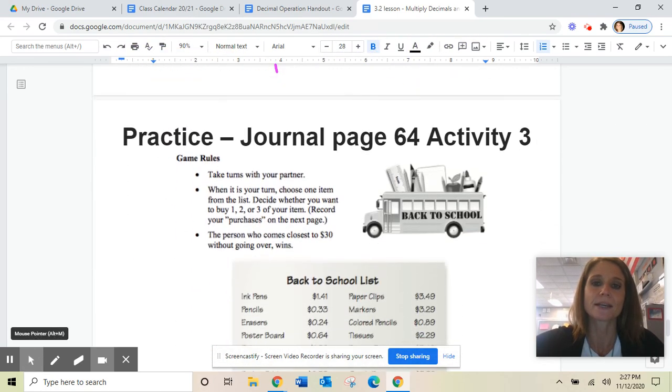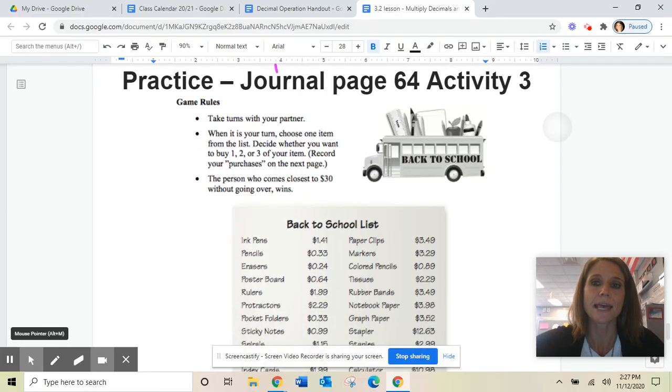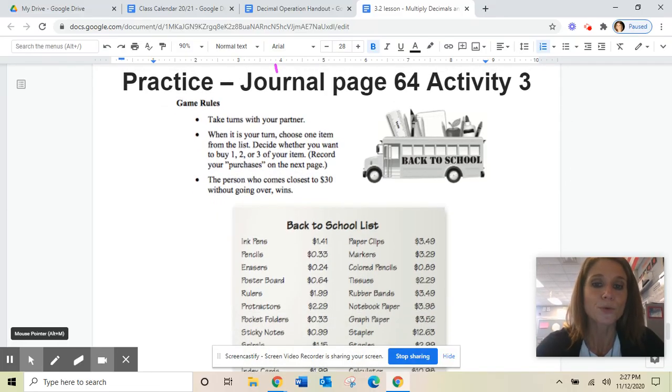So our practice today is on journal page 64. It's activity 3. Read through the directions and do some back to school shopping. Happy practicing.